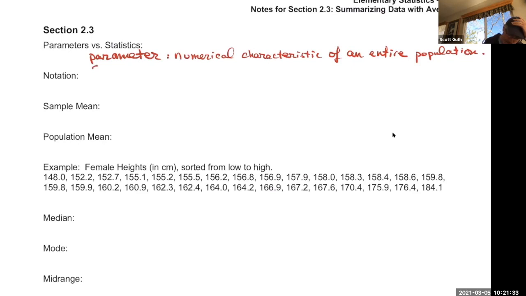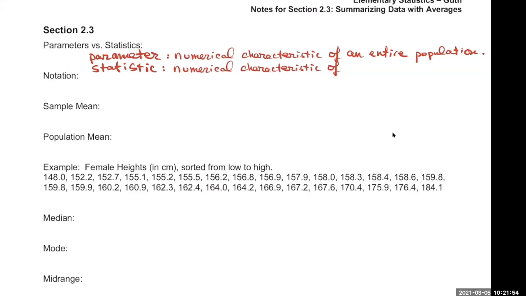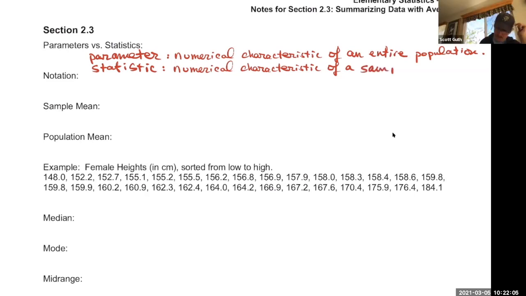And then a statistic is a numerical measure of what? Anybody remember? Summary? Not an entire population, but a subset of a population that's called what? A sample. Yeah, sample. Thank you.